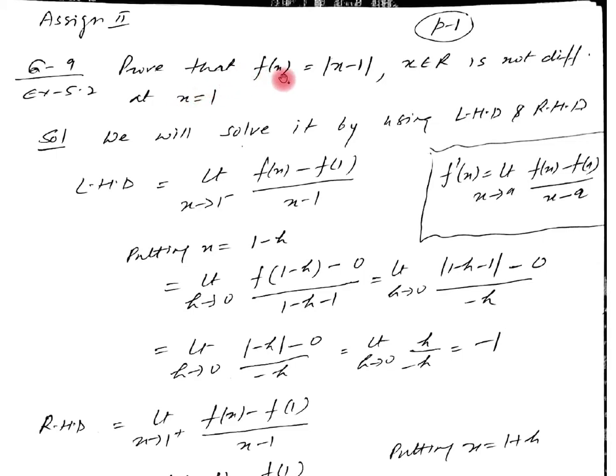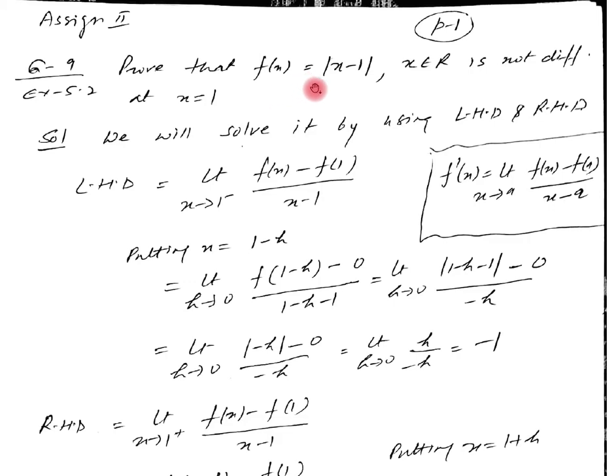Whenever we have to find the derivative of the modulus function, then in this question we have to take help of the left hand derivative and the right hand derivative. If the left hand derivative and the right hand derivative both are equal, then we can say the function is differentiable, and that equal value is the derivative of the given function.